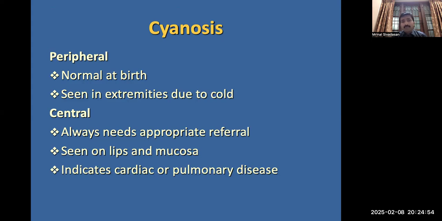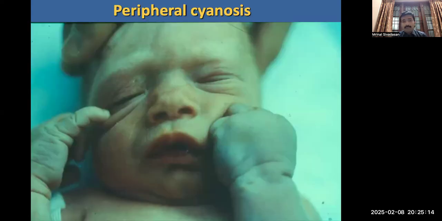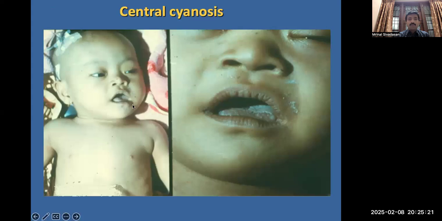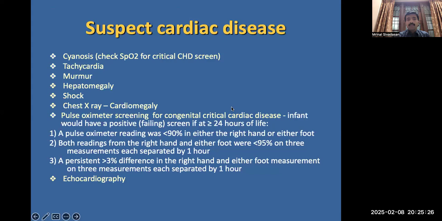Now cyanosis. Cyanosis can be peripheral, which can be found in normal babies at birth. It indicates cold exposure. We can cover the baby and warm the baby. And the second is central cyanosis, which means the lips and the mucosa are also blue in color. It indicates cardiac and severe pulmonary disease, and it always needs appropriate treatment and referral. So this is a peripheral cyanosis where the lips are pink, but the hands are blue. Here you have lips and tongue blue, and that is central cyanosis.